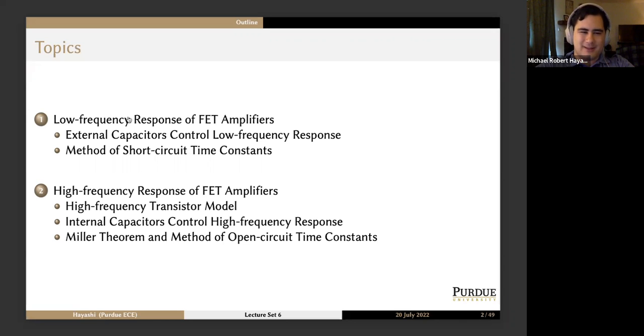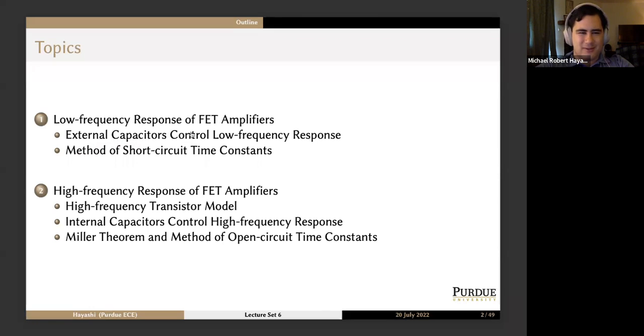So the first thing we'll talk about is the low frequency response. And the second thing we talk about is the high frequency response. And the middle frequency we already covered. So that's great. Whenever we said middle frequency amplifier gain, that was what we already covered. And mid frequency input impedance is just input resistance, and so on and so forth.